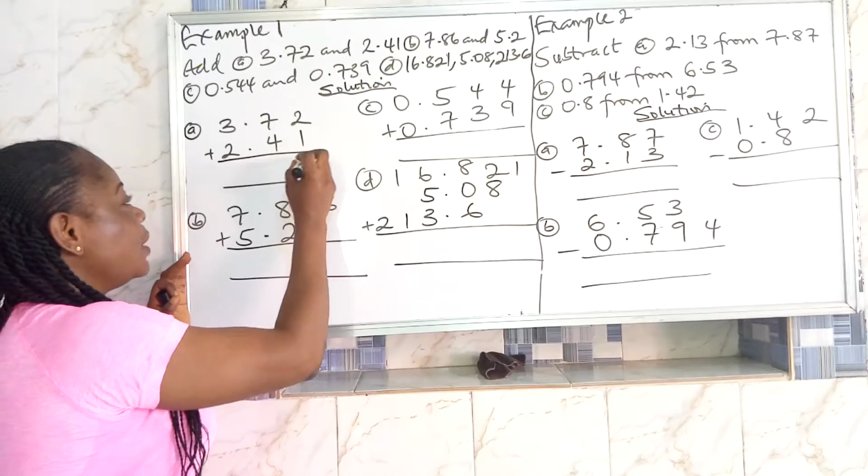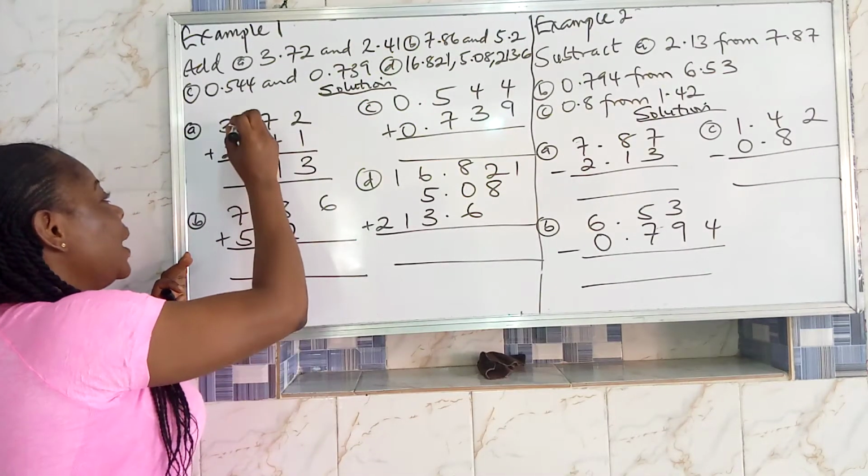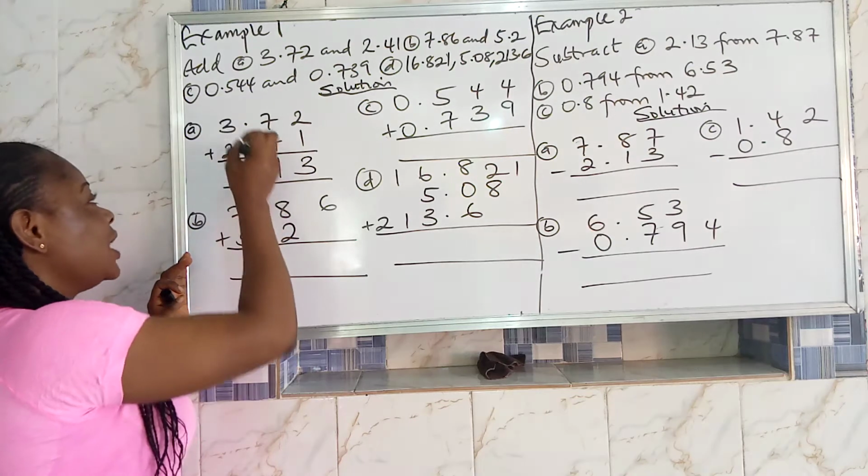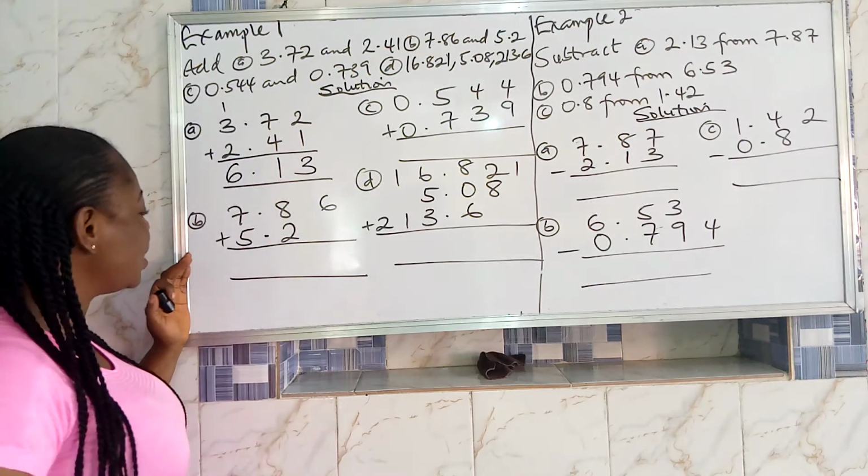2 plus 1 will give me 3. 7 plus 4 will give me 11, so I will write 1. Make sure your decimal point is on the straight line. You bring that 1 here. So everything here will give you 6. Let's go to the second question.